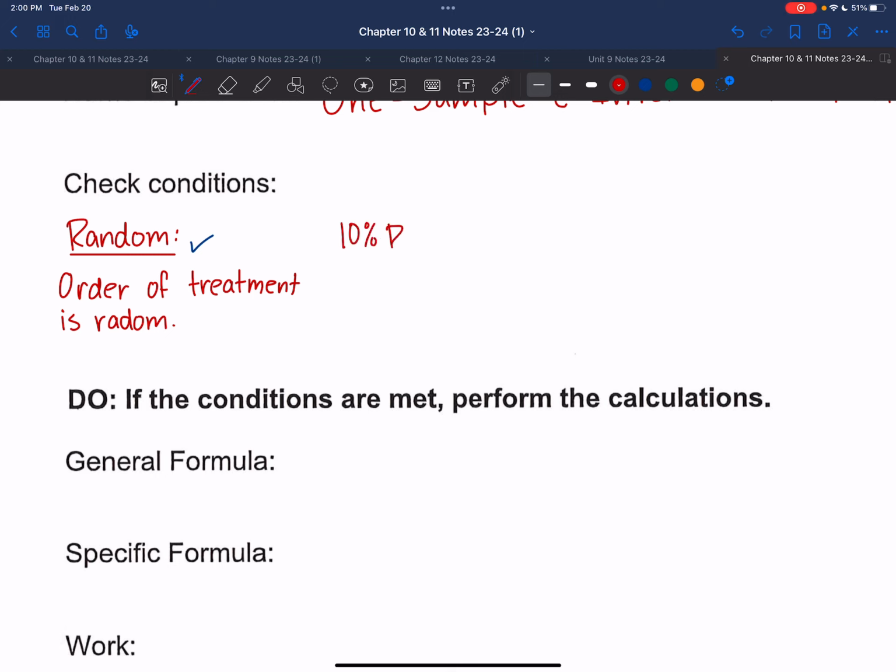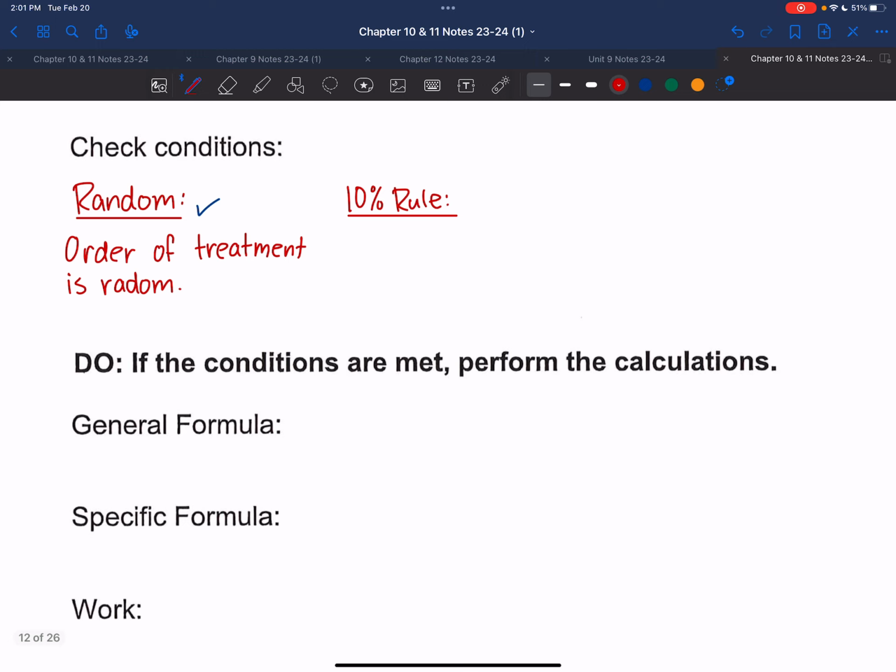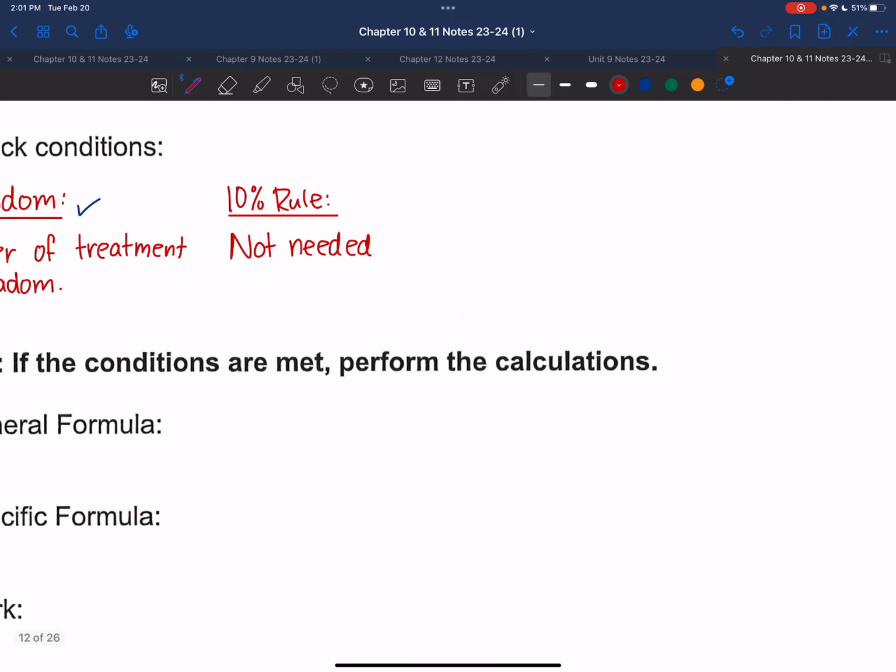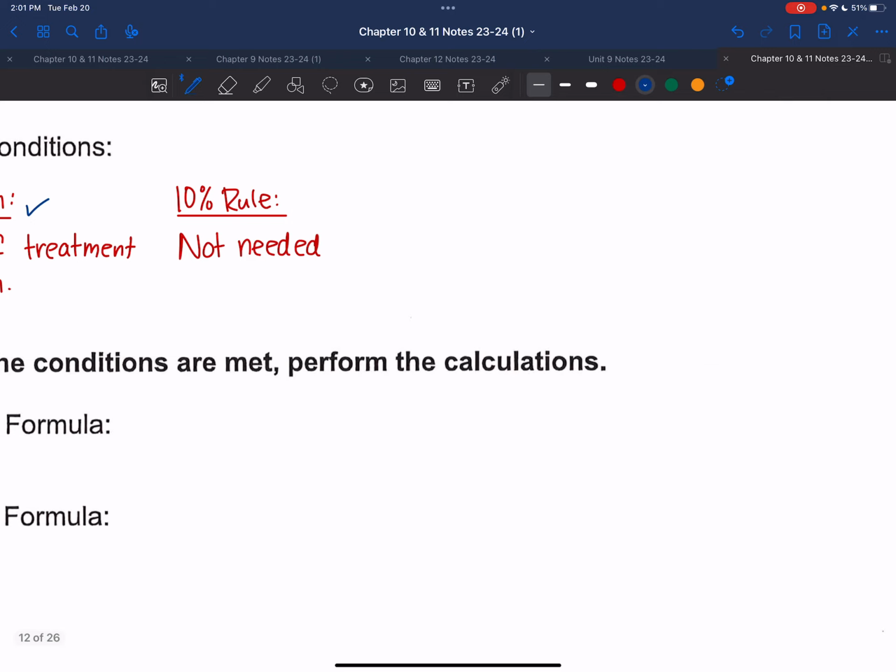For the 10% rule, this one is not needed because we're having everybody do this, so we're not necessarily trying to justify for an entire population. We're just looking at this class specifically, so it's not needed in this case. And then, so that one's good. And then the last one we need is normal.